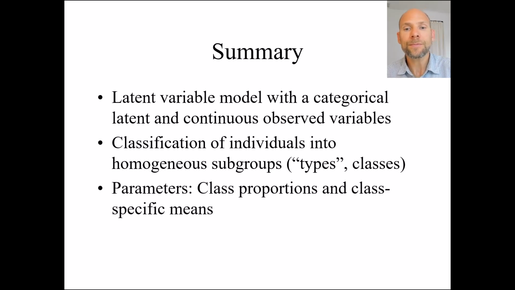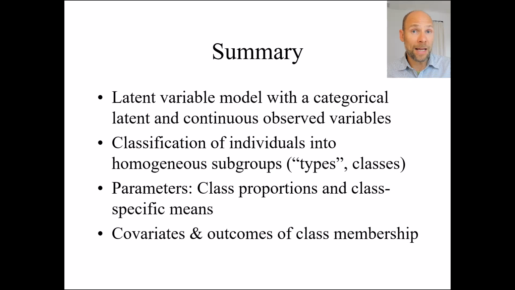The parameters of the model are the class size parameters or class proportions, gamma c, as well as the class-specific means and potentially class-specific variances and covariances that could also be modeled. So we could model a whole covariance structure for each class in different ways. In extensions of this model, we could add covariates to the model.